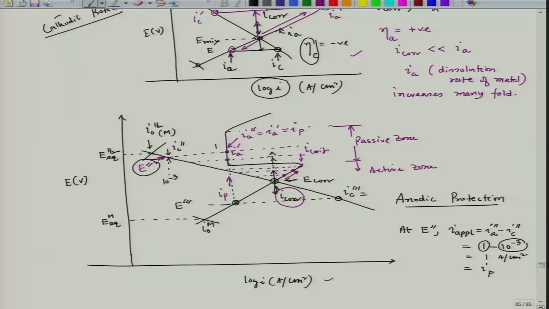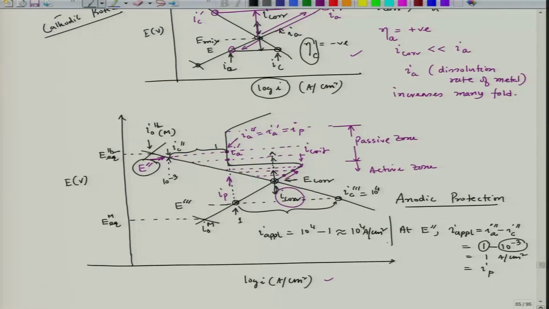Let us say this value becomes 10 to the power 4. And this particular current density, of course, is equal to I p, which is 1 ampere per centimeter square. So, in that case what would be the I applied? In the previous case the I applied was this much, but in this case the I applied would be equal to 10 to the power 4 minus 1, which is about 10 to the power 4 ampere per centimeter square.